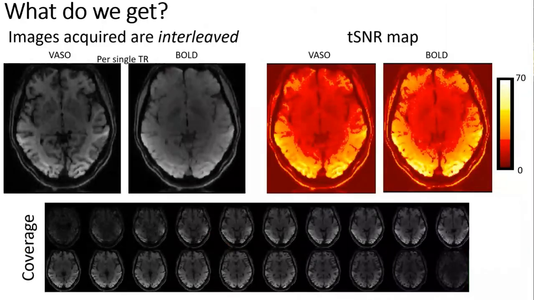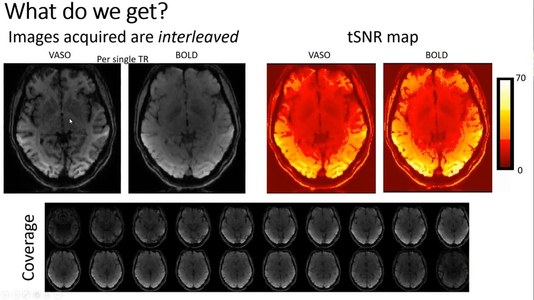Okay, so what do we actually get when we look at the signal? As I mentioned, this was done at 3T. Our TR was 2.6 seconds per pair of images. So we get a VASO, or blood-nulled, image and a BOLD image.